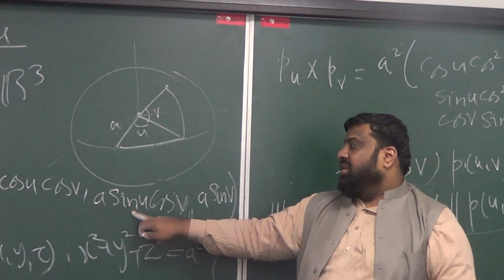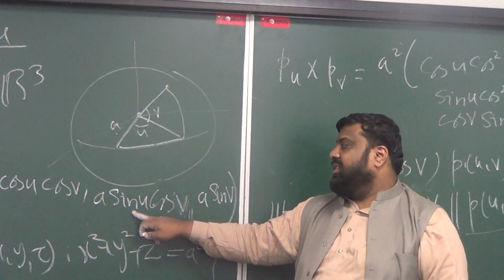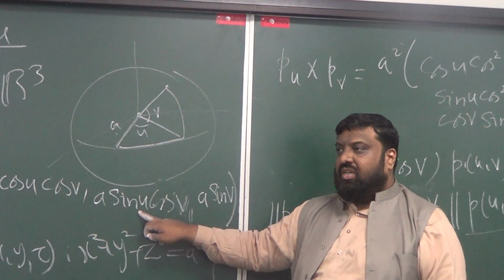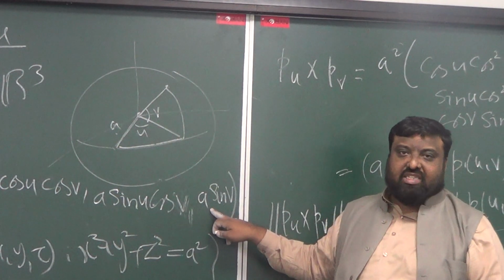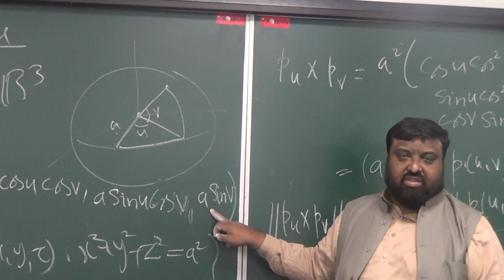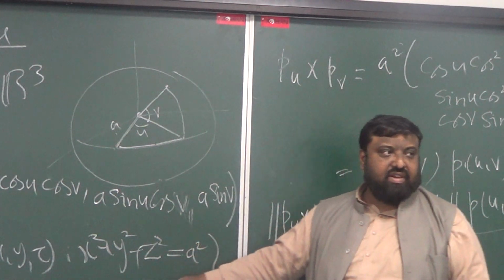Cos square u square. We will take cos square common. So you're going to get cos square, so it's going to be a square cos square v, right? And if you add a square cos square v and a square sin square v, you're going to get a square actually. So it satisfies this concept.